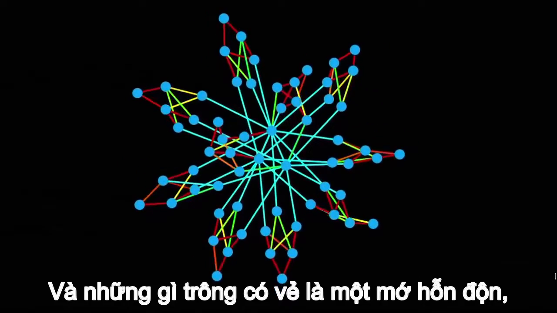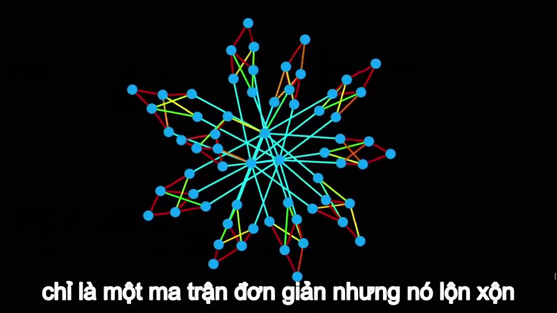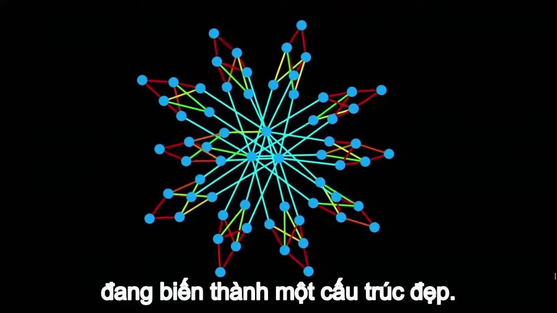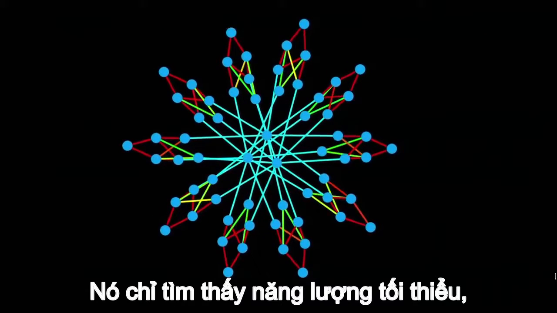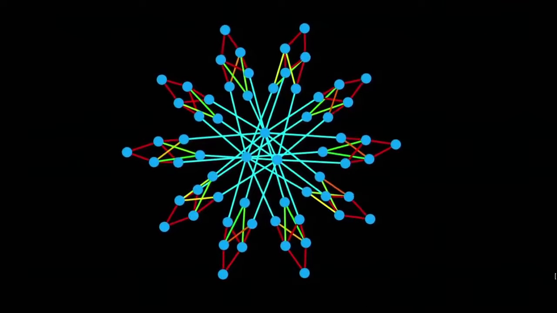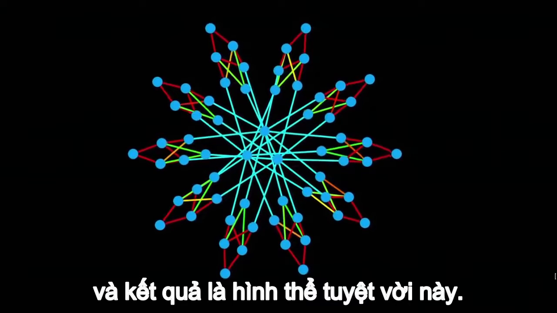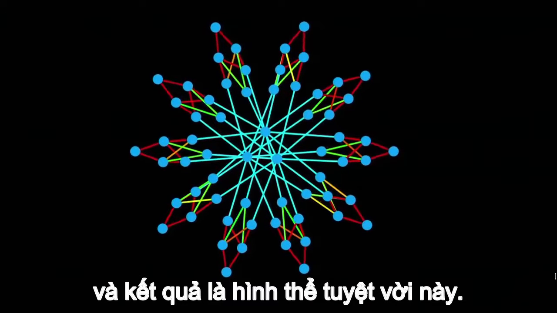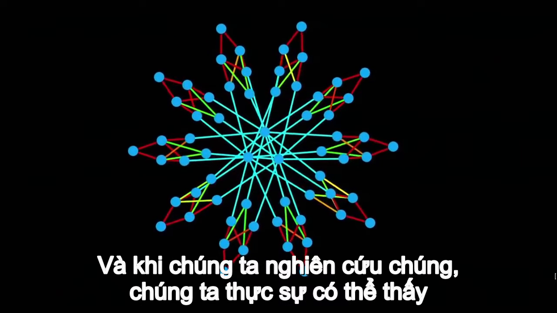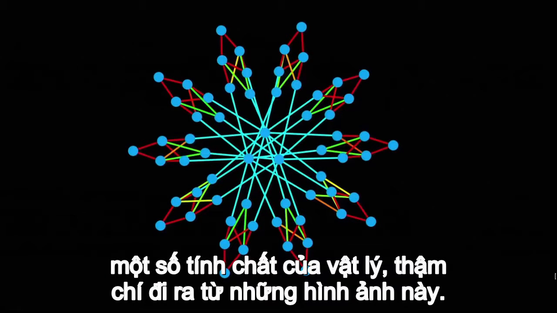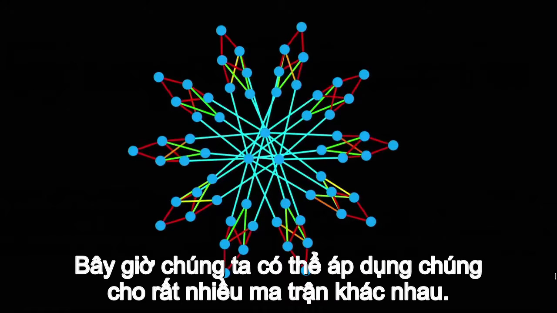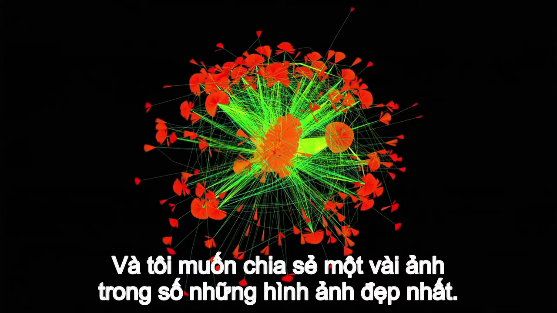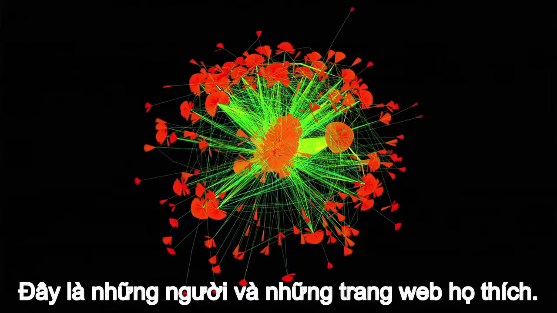And what looked to be a mess, just a simple matrix that was messy, is turning into a beautiful structure. It just finds its minimum energy, and out comes this fantastic geometrical figure. And when we study them, we can actually see some of the properties of the physics even coming out in these pictures. Now we can apply those to lots of different matrices, and I want to share some of the prettiest ones. Here's people and the web pages they like.